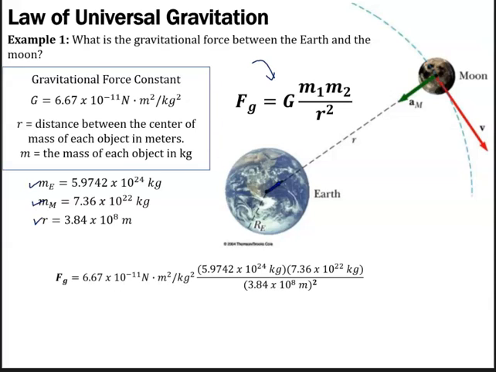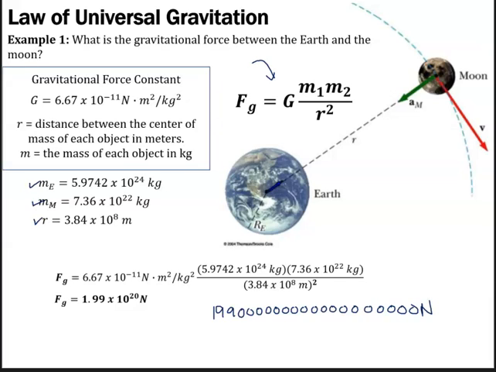And then I'm going to do all of the math in the calculator, and be careful because of the scientific notation. Make sure you do things in pieces so you don't make a mistake. But the answer you would get is 1.99 times 10 to the 20 newtons. It is a huge number. It's a big enough number that it doesn't necessarily mean that much to us.